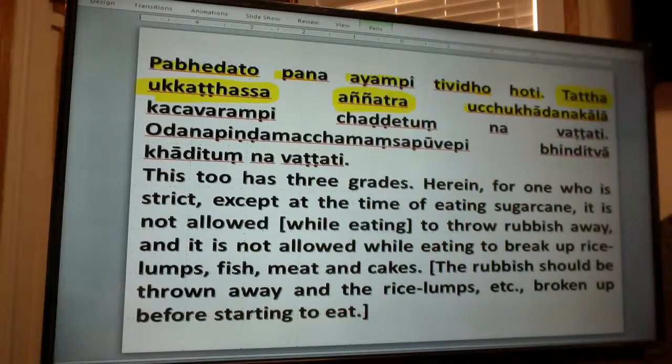Ochu in Pali is sugar cane. Kadana is eating. Kala is time. So Inyatra Ochu Kadana Kala means except at the time of eating sugar cane.